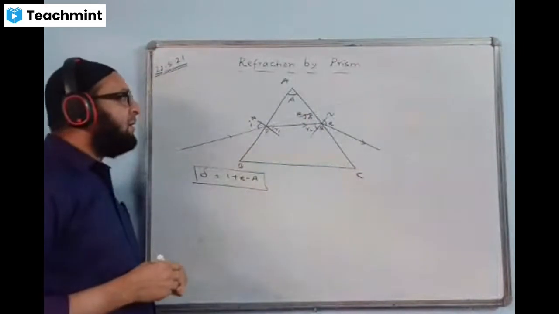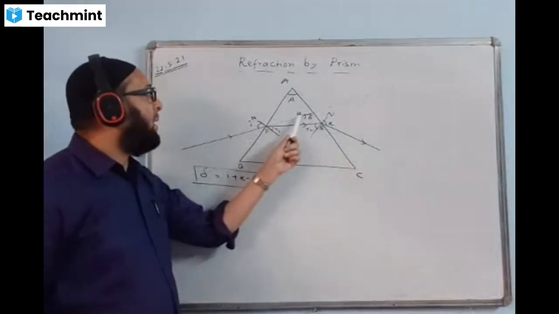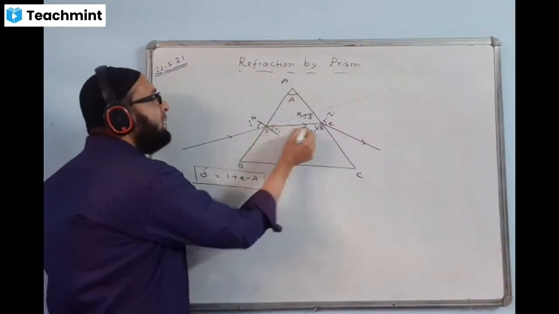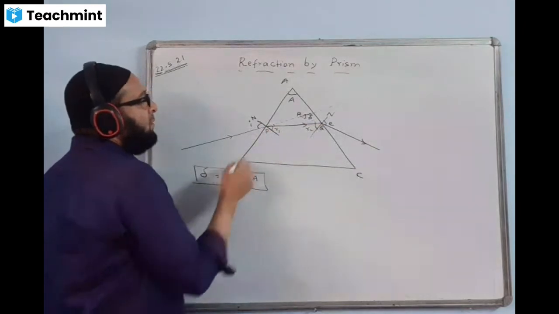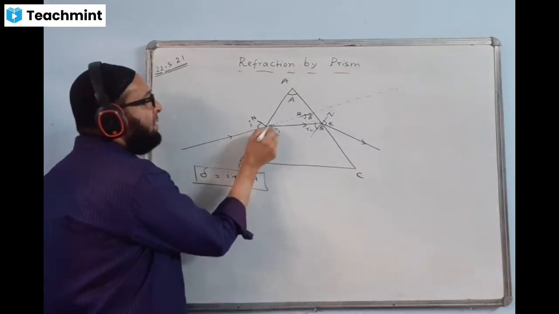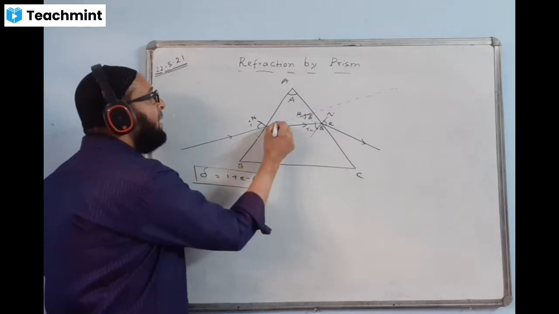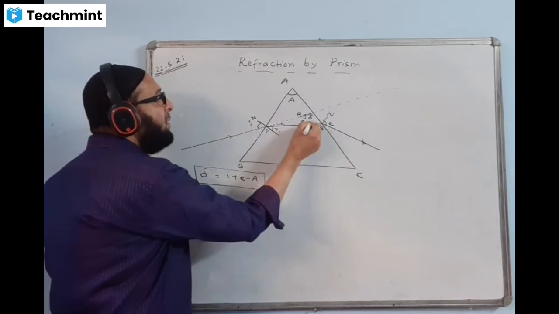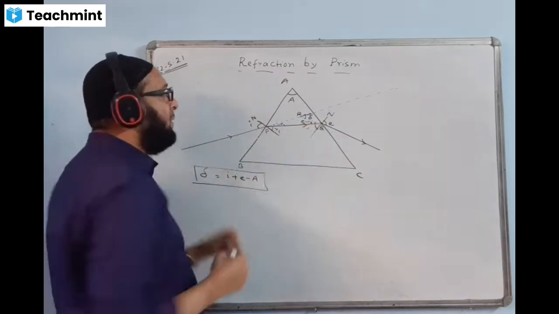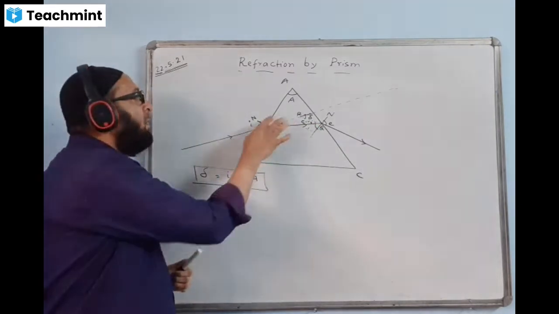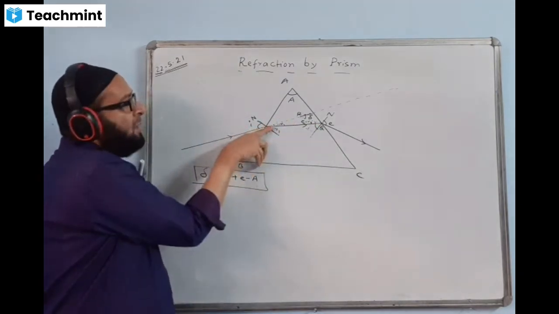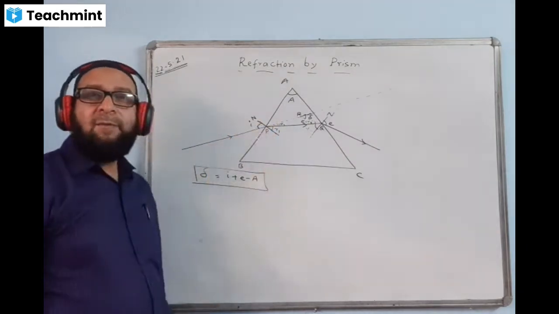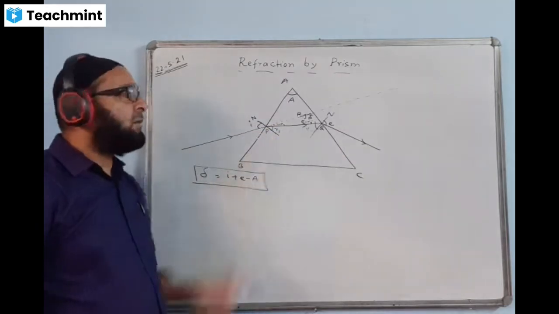We will refer to the triangle PQR. What is the value of this angle here, and this angle? This is a vertically opposite angle: I, and this entire angle is vertically opposite. This angle will come I minus R1. And this angle value will come E minus R2. The whole angle is I, a part is R1, so what is the remaining part? I minus R1. In the same way, on the other side, this angle will be E minus R2.